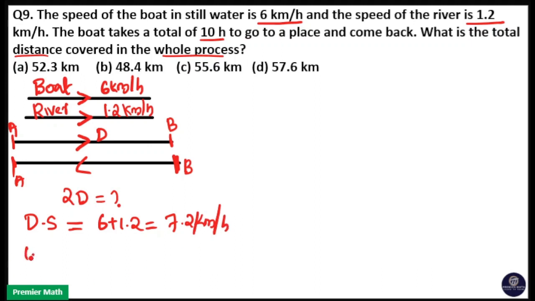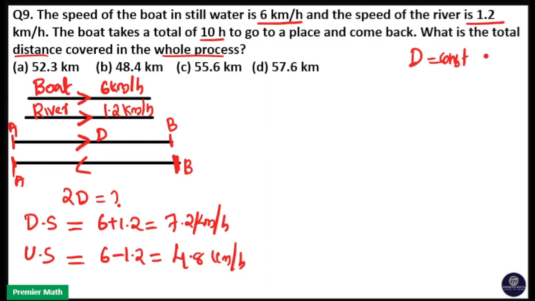Then upstream speed. The person travels from B to A, that is in the opposite direction of the river. The boat will travel in the opposite direction of the river. That means upstream speed is equal to 6 minus 1.2, the subtraction of river speed from boat speed, which is equal to 4.8 km per hour. So here you can see distance is constant. That means you have to find the speed and time ratio here.